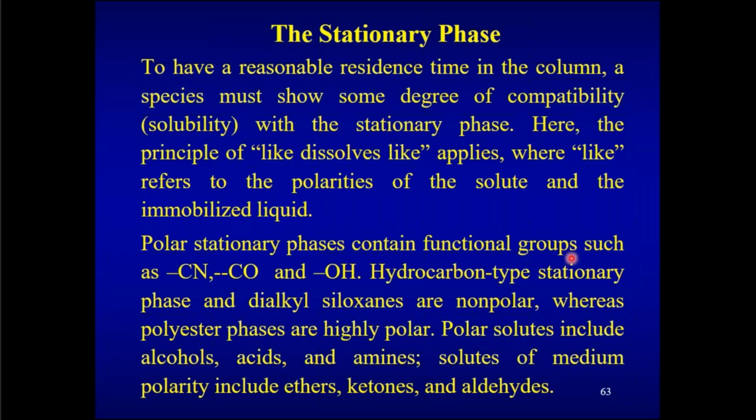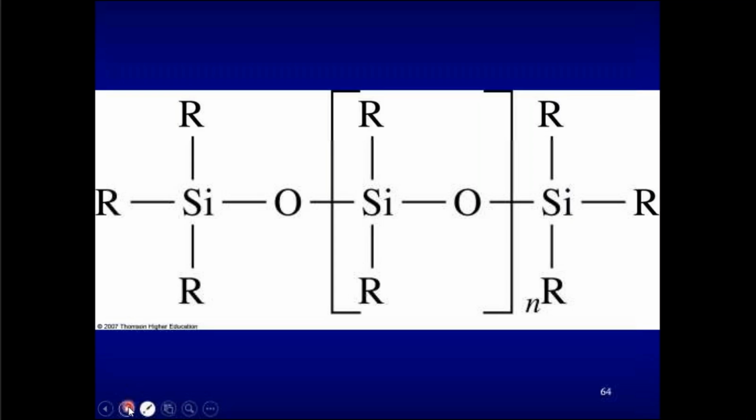Polar stationary phases contain functional groups such as CN, CO, OH. Hydrocarbon type stationary phases and dialkyl siloxanes are non-polar. So these are the polar ones, these are the non-polar ones, whereas polyester phases are highly polar. Polar solutes include alcohols, acids, and amines. Solutes of medium polarity include ethers, ketones, and aldehydes. So depending upon the type of solute, you have to choose your stationary phase.